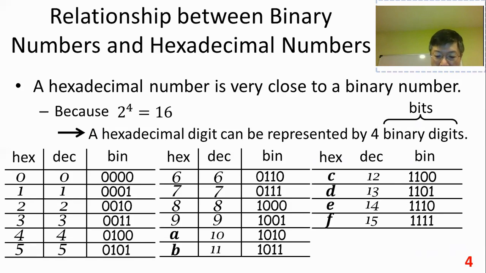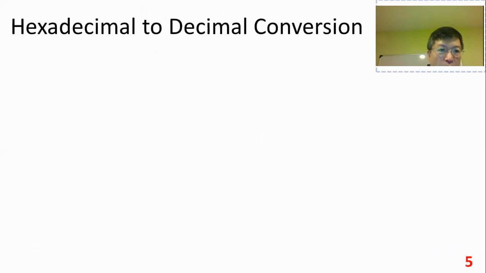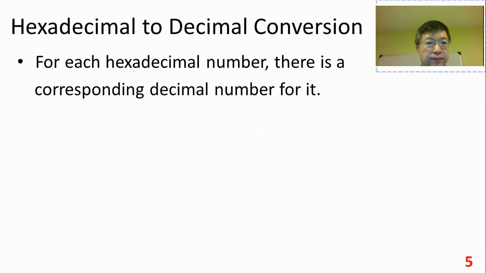All right. So the next one, in order to get a little more understanding, we want to see hexadecimal to decimal conversion. For each hexadecimal number, there is a corresponding decimal number for it.